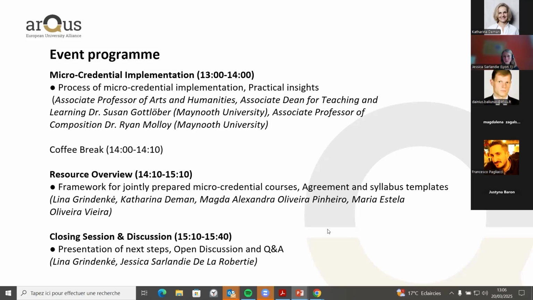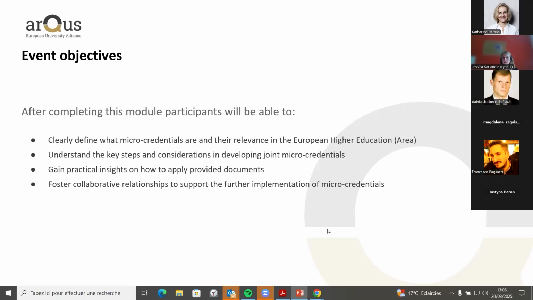Just to quickly remind you of the objectives of this event. By the end of this session, you should be able to clearly define what micro-credentials are and their relevance in the European higher education area, understand the key steps and considerations in developing joint micro-credentials, and gain insights on how to apply the documents we're going to show you today. Finally, another element of this session is to help you foster collaborative relationships to further develop these joint micro-credentials. We'll discuss this more at the end, but remember that we do have micro-credentials that have already been proposed that are still open for collaborating universities.